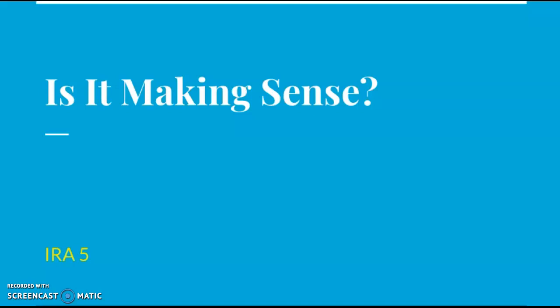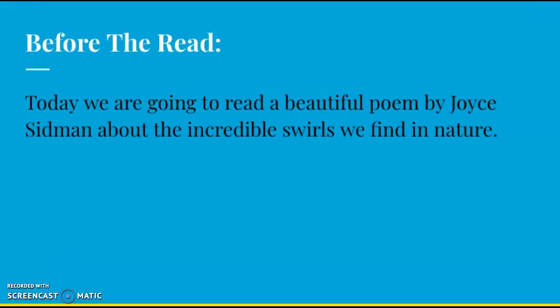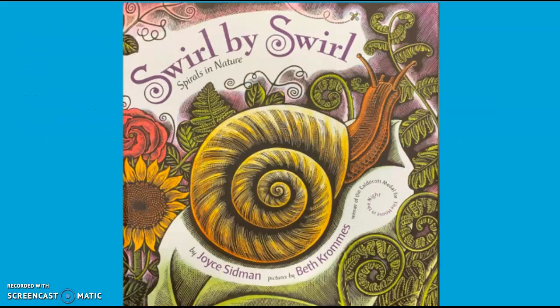Today we are going to be using a new mentor text to help us figure out how to read words that we do not know and how to figure out the meaning of those words. So today we're going to read a beautiful poem by Joyce Sidman about the incredible swirls we find in nature. So here we have the cover of our book, Swirl by Swirl, Spirals in Nature.